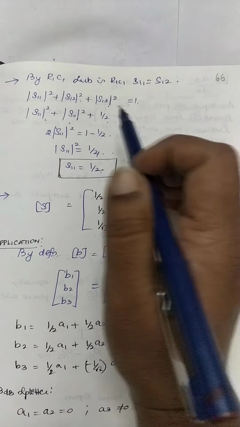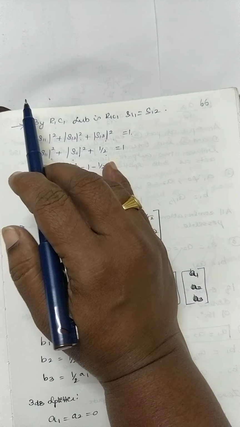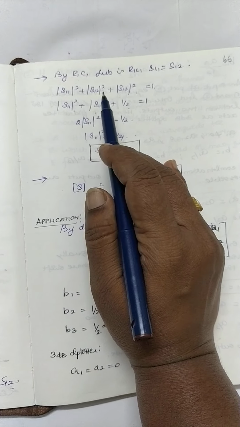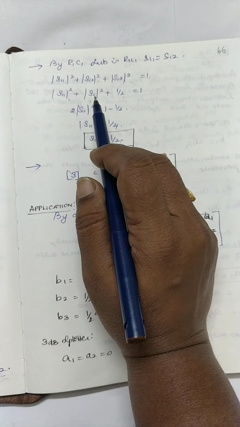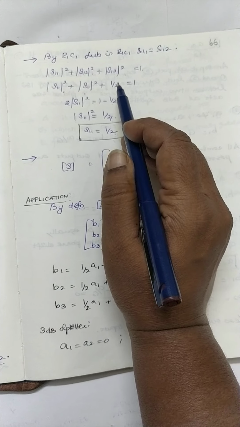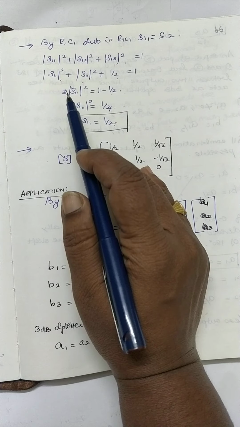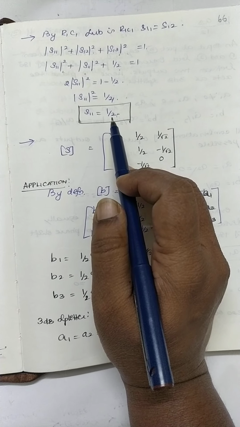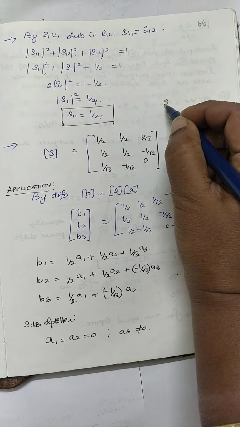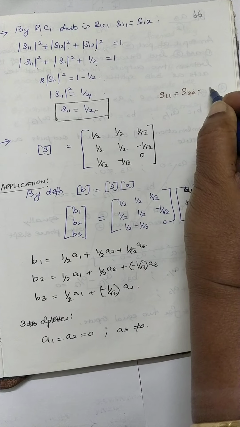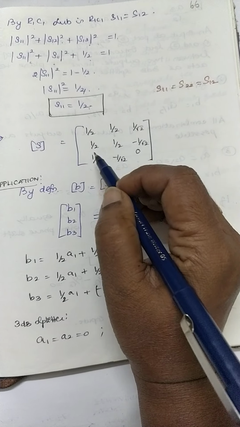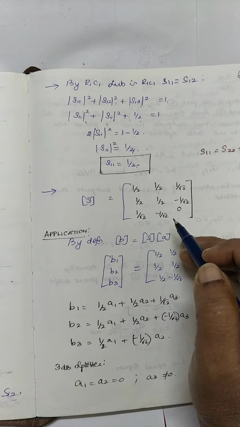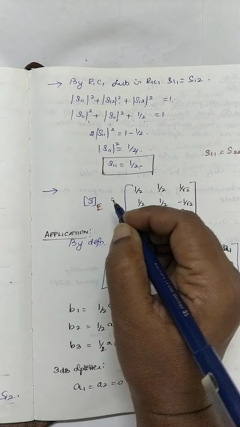So now I go back to the first equation R1C1. S11 square plus S12 square plus S13 square equal to 1. I have proved that S12 equal to S11. So substitute S12 equal to S11, and S13 is 1 by root 2. So 1 by root 2 whole square is half. So 2S11 square becomes equal to half. So S11 square becomes equal to 1 by 4, and S11 becomes equal to half. As we know that S11 equal to S22 equal to S12, all these elements are half. S13 and minus S13 have been replaced by this component. This is the S matrix of the E-plane T. Thank you.